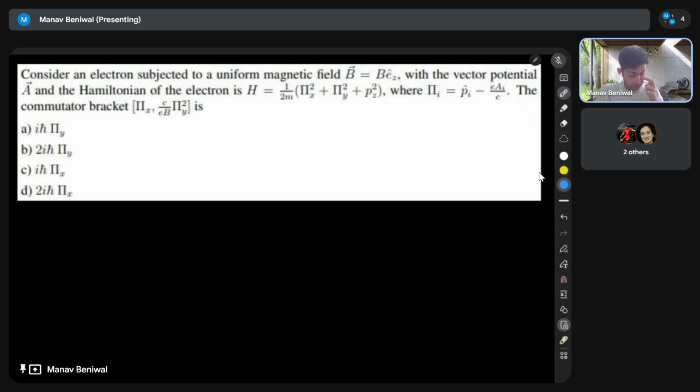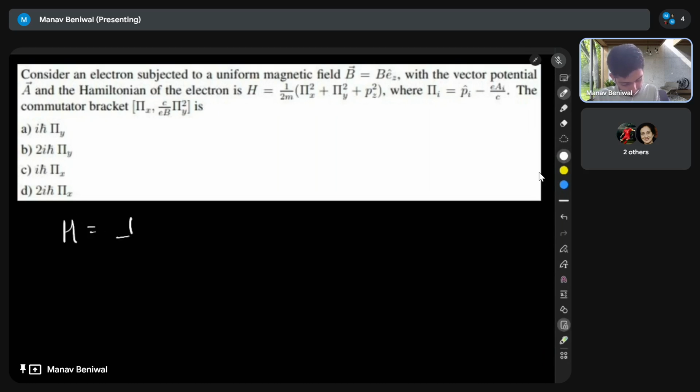So we have an electron and it is subjected to a uniform magnetic field B, where this B is Ez, and this is the Hamiltonian, where this pi I is the momentum. So let us write our Hamiltonian first.